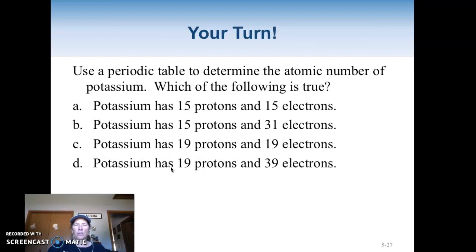So we're doing what? Potassium. Potassium has an atomic number of 19. That means it has 19 protons, so it has 19 electrons. Remember that the number of protons and electrons always equal each other in an atom. They have to, because an atom doesn't have a charge, so your positives and negatives have to equal each other.